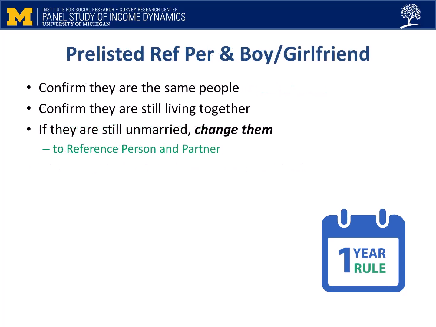Remember, you will start each interview with a preloaded family listing. If you see that the reference person was living with a boyfriend or girlfriend when they were interviewed in the last wave and they still live together, the 1-year rule should automatically be applied by the interviewer.